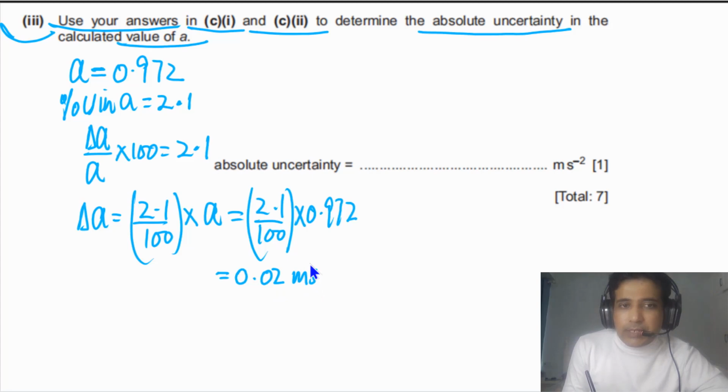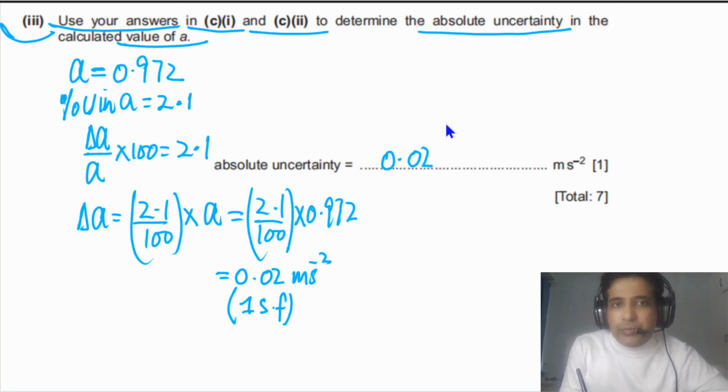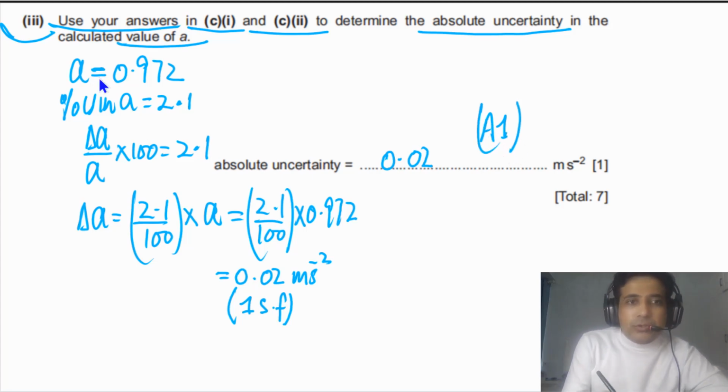So this has to be up to 1 SF because absolute uncertainty always at AS level, you have to write down up to 1 SF. So our final answer for this question is 0.02. If you have got this answer, you will get 1 mark, and that is answer mark for this question. So this is a proper way how you calculate absolute uncertainty.